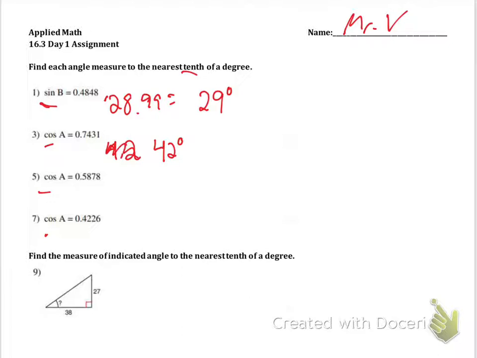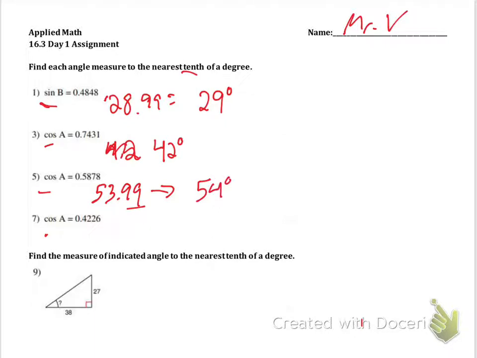Then I'm going to do the inverse of cosine of 0.5878. Get 53.99. And then I'm going to round that up to the nearest tenth, so that'd be 54 degrees.